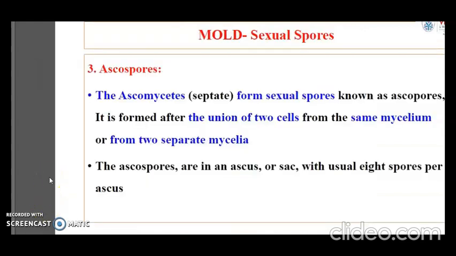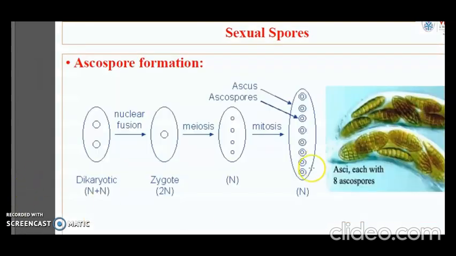The next sexual spores are the ascospores. The ascomycetes form sexual spores known as ascospores. They are formed from the union of two cells from the same mycelium or from two separate mycelia. The ascospores are in an ascus or sac, with usually 8 spores per ascus. Here you can see the asci, each with 8 ascospores.